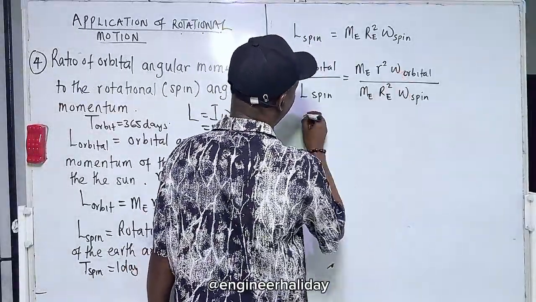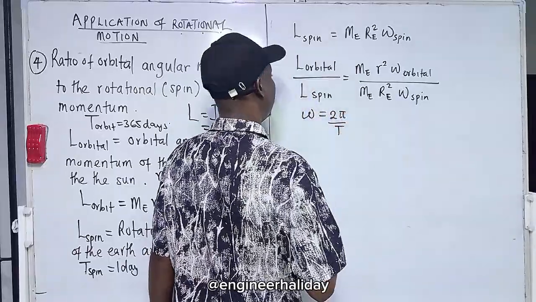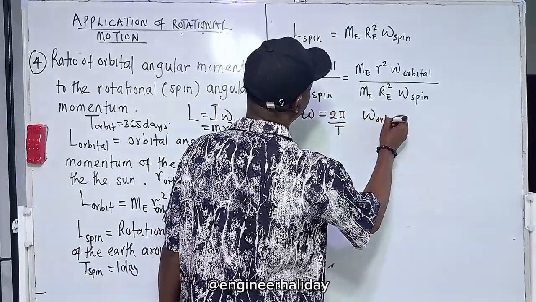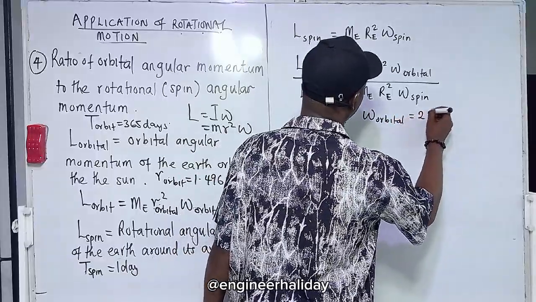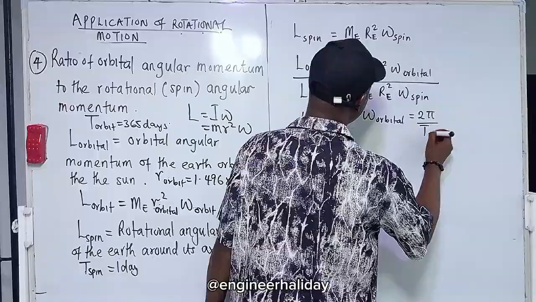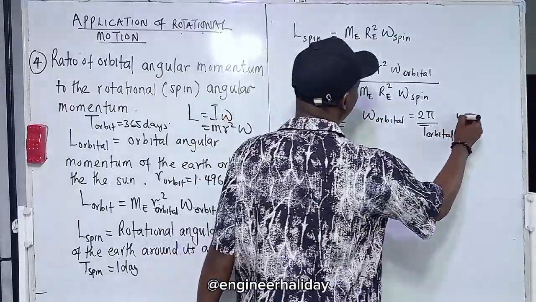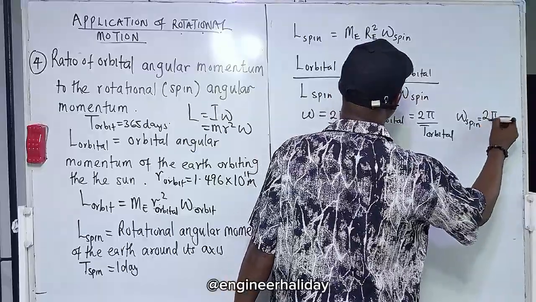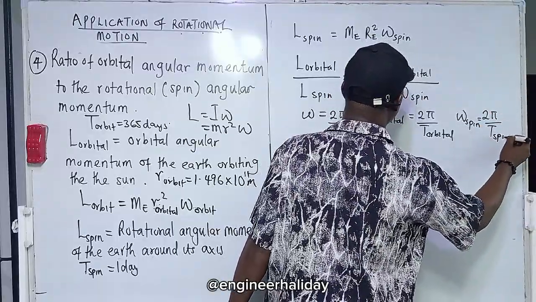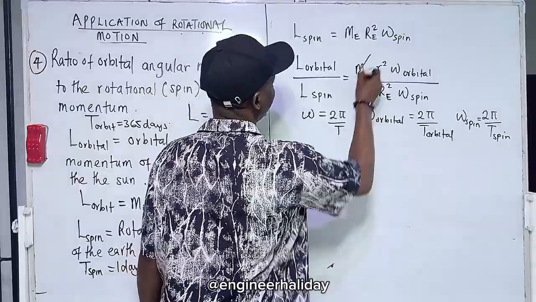Remember that W is equal to what? 2 pi over T. So W of orbital or angular is what? 2 pi over T orbital. Then similarly, W of spin is equal to what? 2 pi over the period of spin. So if you substitute it here, this one will cancel this one.